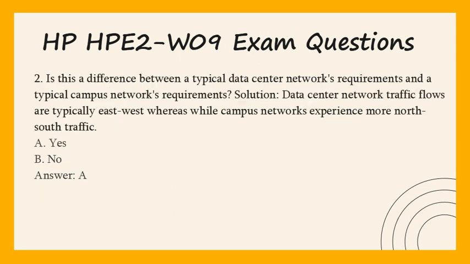2. Is this a difference between a typical data center network's requirements and a typical campus network's requirements? Solution. Data center network traffic flows are typically east-west, while campus networks experience more north-south traffic. A. Yes. B. No. Answer. A.